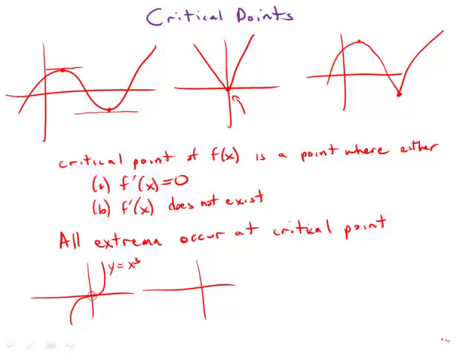You also get, with y equals cube root of x, a vertical tangent line. So at that point at the origin, the derivative does not exist because the function becomes momentarily vertical. But again, the function is increasing, becomes vertical and then keeps on increasing. And so that's not a max or min either.